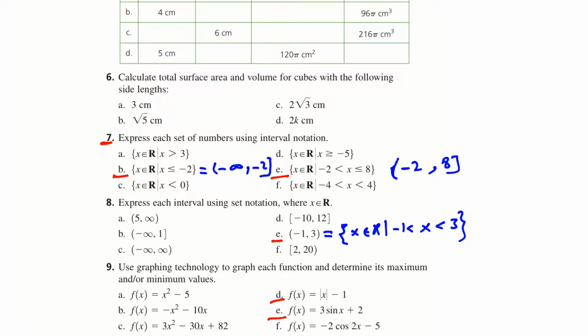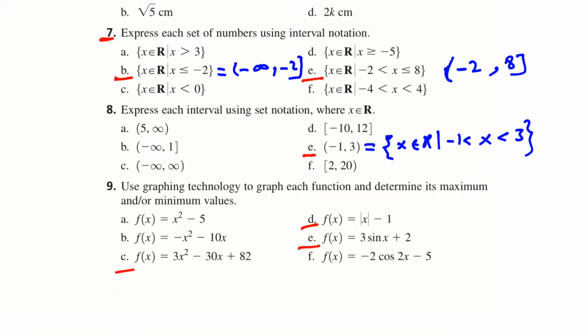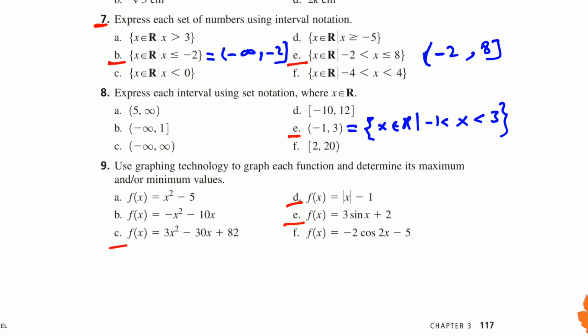Using graphing technology, graph each function and determine the maximum and minimum. Part C, f of x equals 3x2 minus 30x plus 82. It's a quadratic function. The direction of opening is upward. Therefore, the vertex is the minimum.